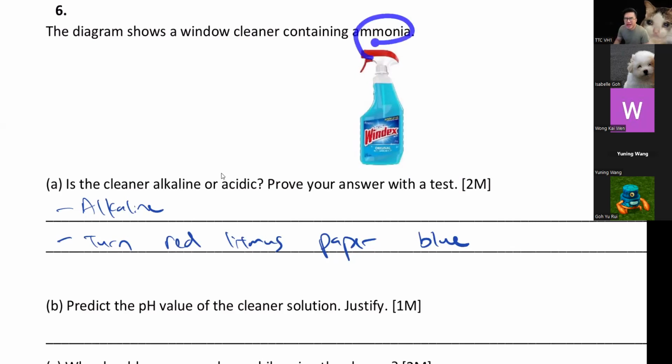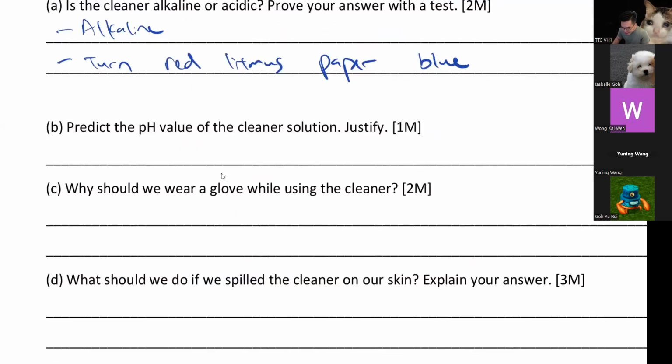Okay, so this is in your P, guys. Your P is actually alkaline. That means you can actually use your P to wipe your window. Okay, as I said before.